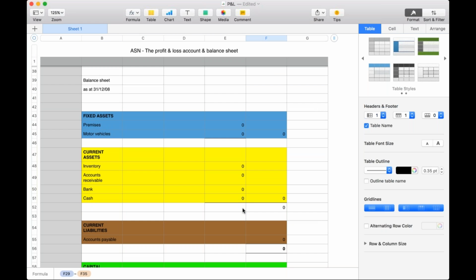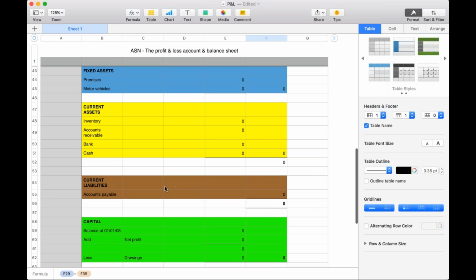So it's quite colourful, my balance sheet, and the reason I've done that is to, again, separate out the different parts of the balance sheet just to make it a bit easier to understand, a bit easier to read. Hopefully it's not too garish for you. Well, we've got fixed assets in blue, we've got current assets in yellow, we've got current liabilities in brown, and we've got the capital account in green.